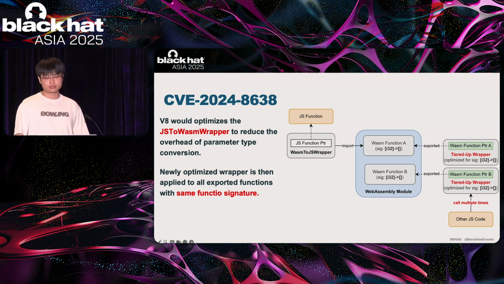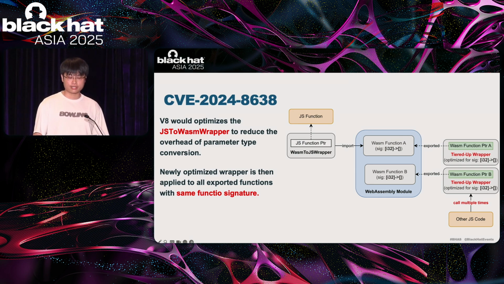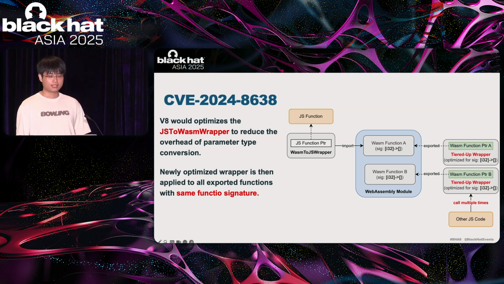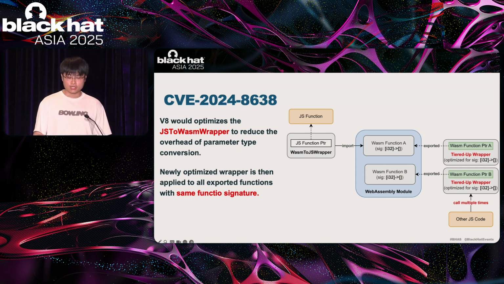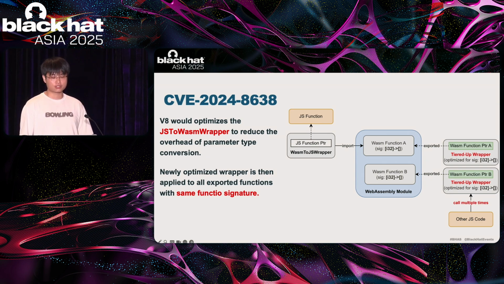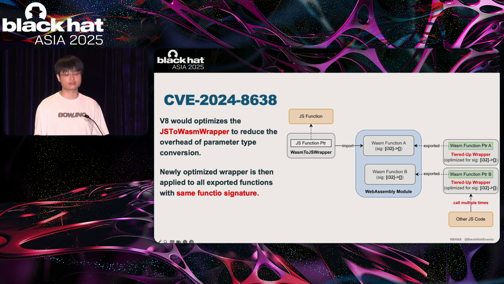The general JS2WebAssembly wrapper is designed to handle various type conversion scenarios, but this flexibility comes at the cost of efficiency. When a WebAssembly exported function is frequently called, the overhead of these conversions becomes noticeable. So the general wrapper needs to be optimized to speed up the conversion process.